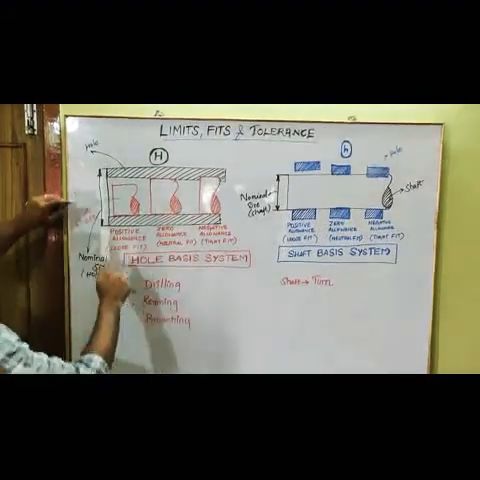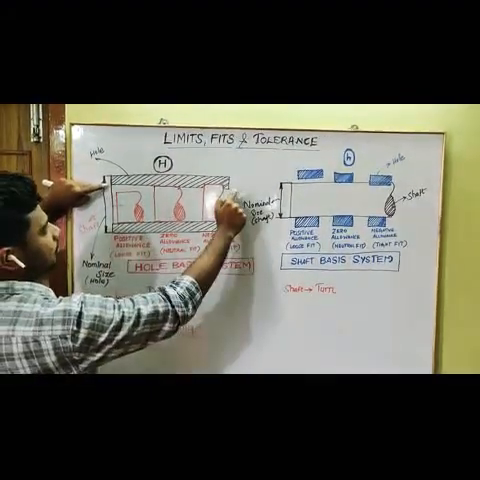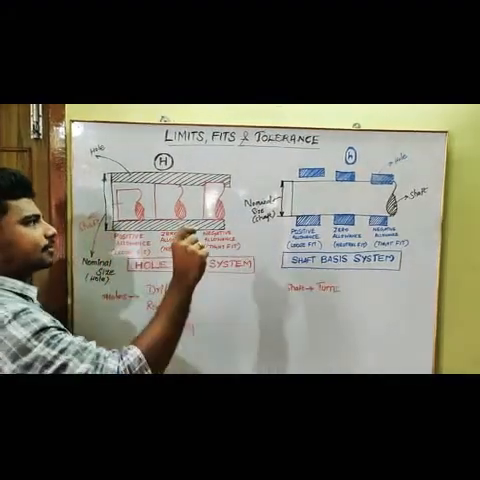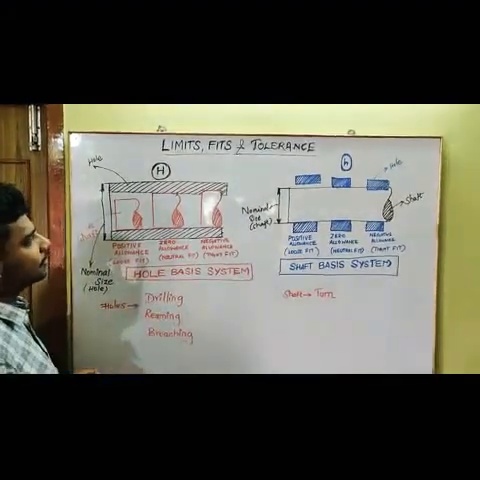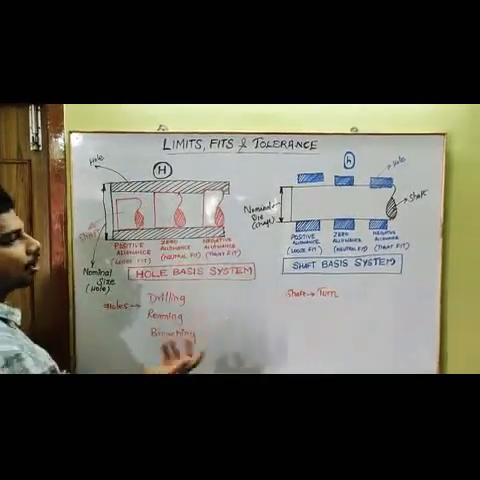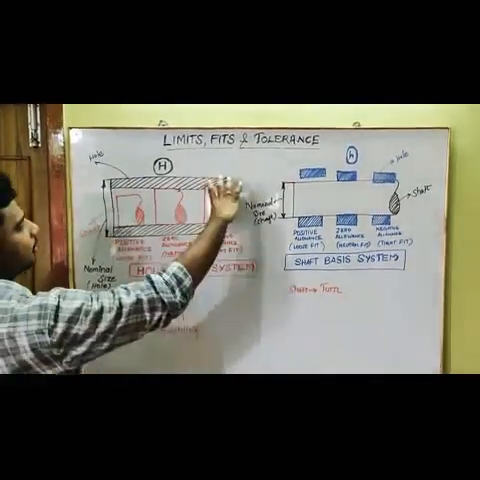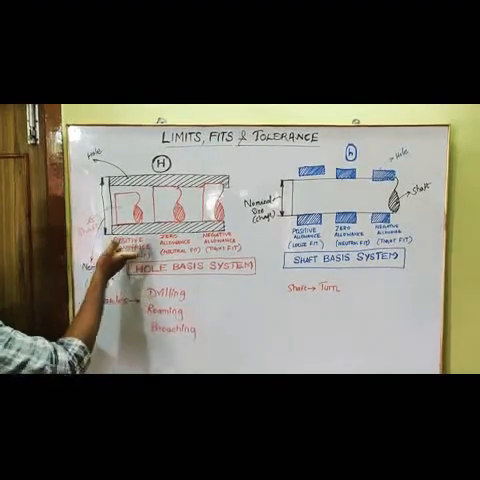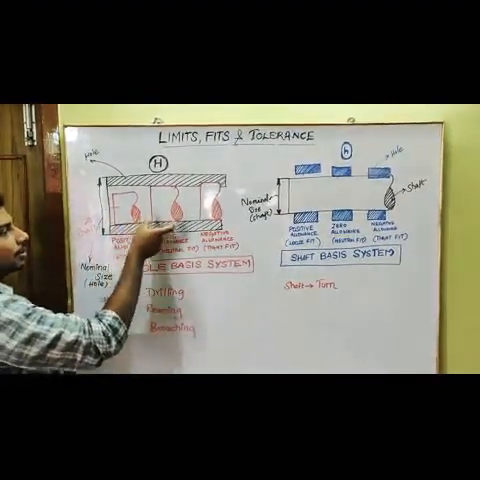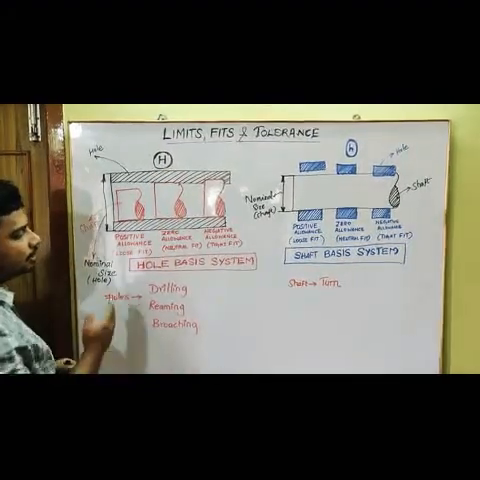And we know that this lower deviation equals the basic size of the hole, which is also known as the basic hole, right? So this is your basic hole. This diameter is not going to change, it is constant throughout. So in the hole basis system, we are going to change the diameter of the shaft in each allowance.